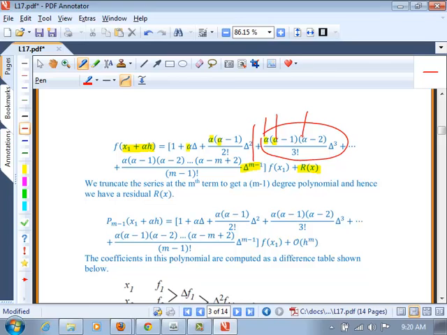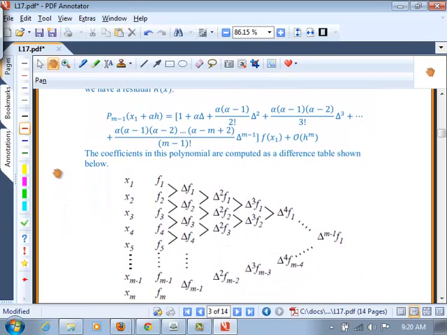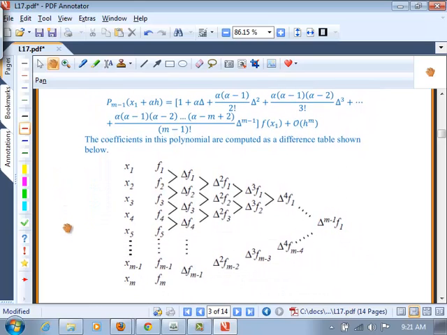How do I construct these polynomial coefficients? This is how I do it. There you see the polynomial of degree m minus 1 with m terms, and so the next neglected term is going to be of order h to the power m in the polynomial. If you give me these data points from an experiment, x and the corresponding f, I construct this difference table. And it is very easy to do.